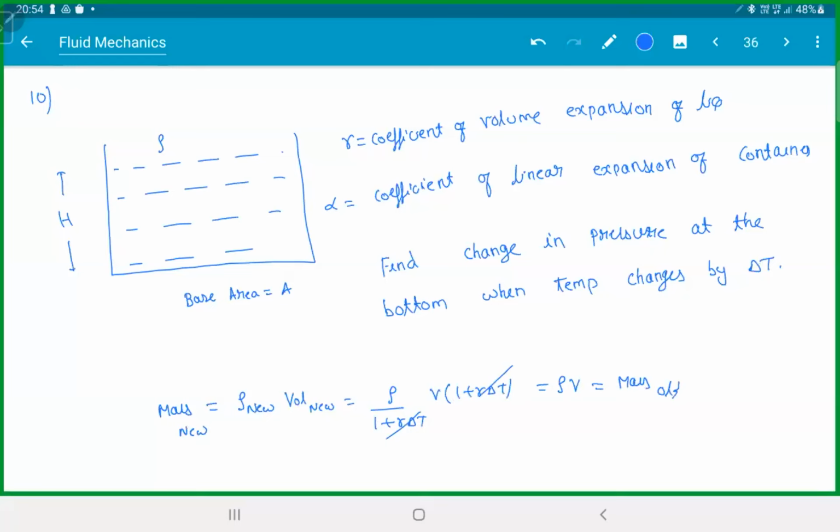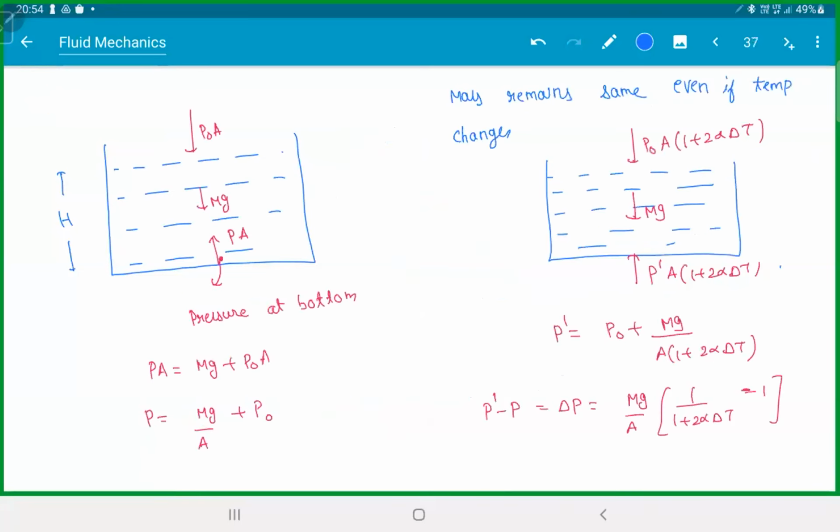Are you getting this, guys? Whenever you expand, your density will decrease, volume will increase, the product will remain the same. So the mass will not get affected. I hope that was clear. Please have a look at the steps.